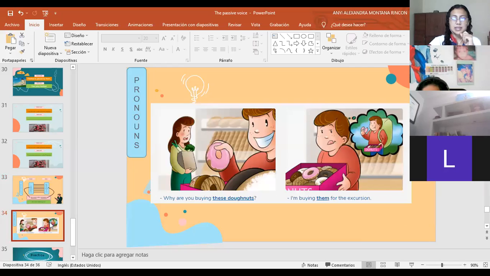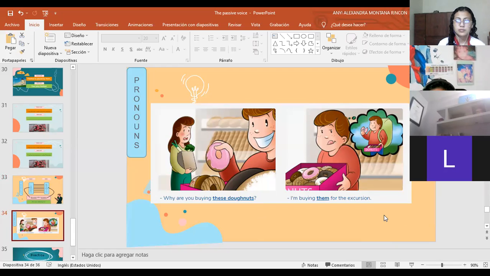Here we have another example. Why are you buying these donuts? I'm buying them for the excursion. Can you see what happened? What happened in the sentences? In the second sentence.